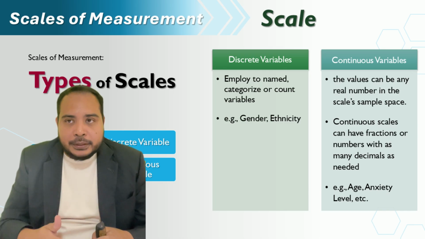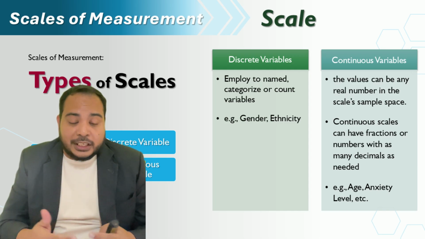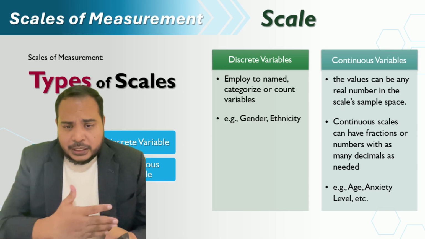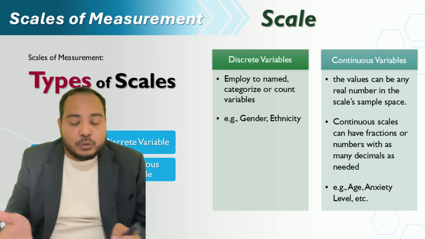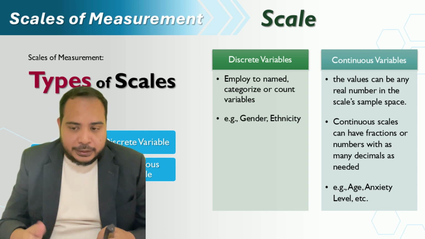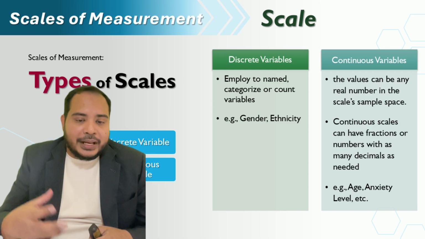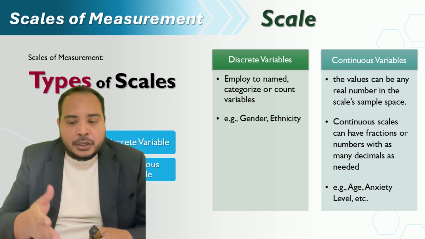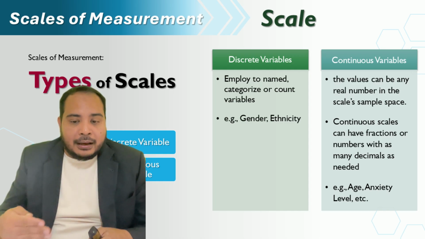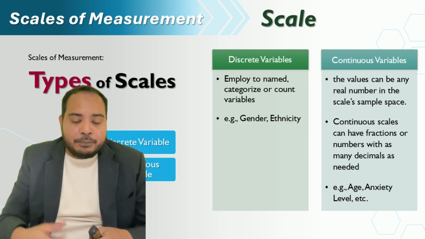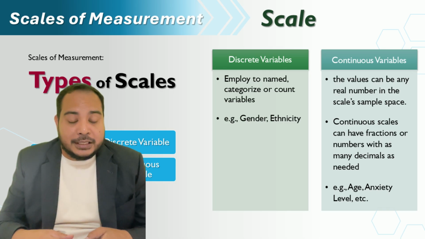A continuous scale can have fractions or numbers with as many decimals as needed. An example here is anxiety. If the scale is 1 to 5, we usually take the mean, say 4.2, 4.3, 4.22, 4.25, for example, with however many decimals there can be. So continuous variables here are usually scores or scales given to psychological variables, which we measure continuously rather than categorically or just for the sake of naming. These are the types of scale that we have in psychological measurement.